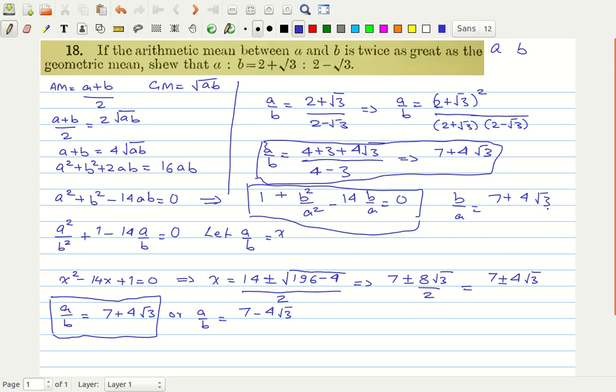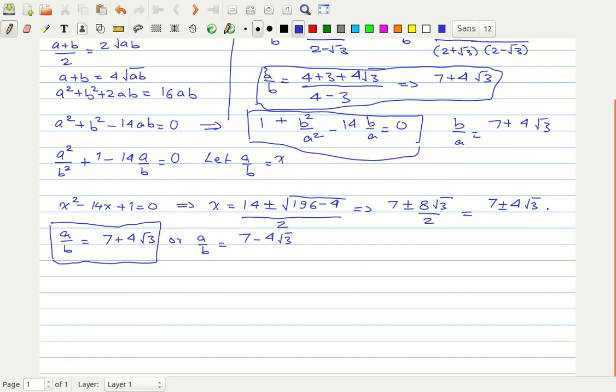So what it effectively means is that we are actually getting two answers, which is if a by b is 7 plus 4 root 3, then b is to a should be equal to 7 minus 4 square root of 3. And similarly, if a is to b is actually 7 minus 4 square root of 3, then b is to a should be equal to 7 plus 4 square root of 3.